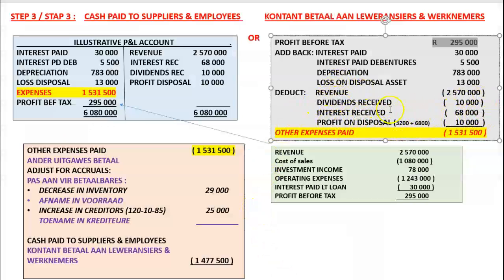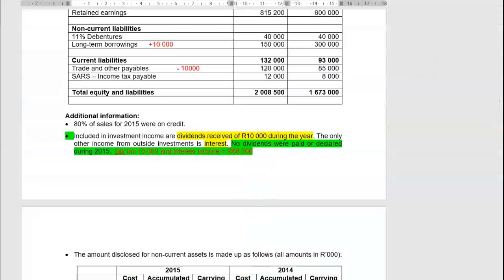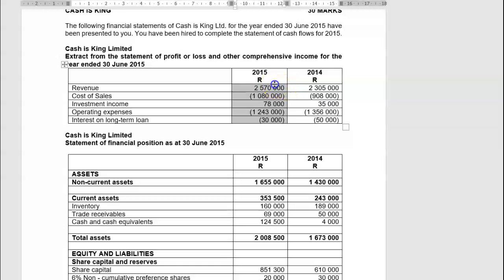Profit on the disposal, here I've added together the 3,200 and 6,800, which gives us 10,000 Rand. And that was a non-disclosable item still. So here is, and then don't forget about revenue, because we're talking here about cash paid. So this is our expenses converted into cash. So therefore we have to take out our revenue figure. And they gave us our revenue figure, that's our sales figure, that was 2570.